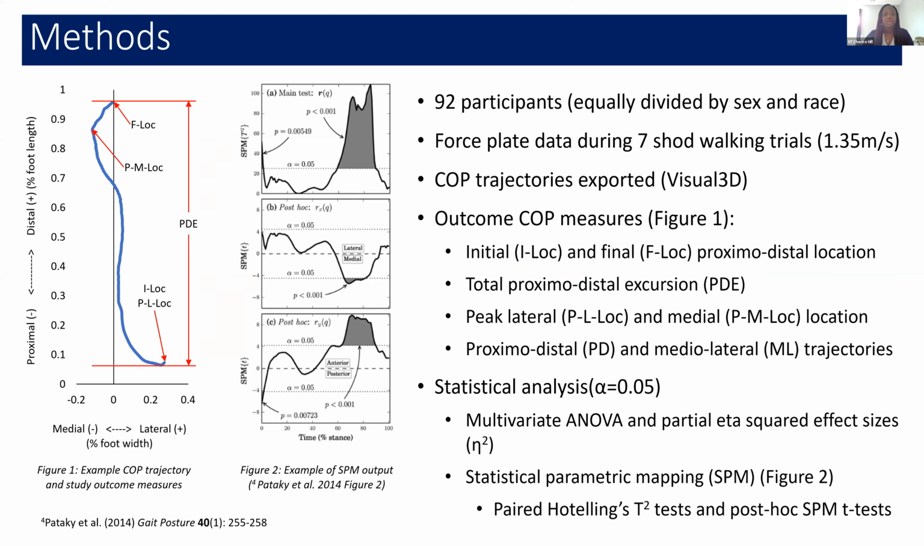We also wanted to look at the entire COP trajectory instead of only those discrete points. So we looked at the proximal distal and medial lateral COP trajectories continuously using the same method previously described by Pataki, utilizing statistical parametric mapping, and specifically a paired Hotelling's t-squared test, looking at both the proximal distal and medial lateral components together, and then post hoc SPM tests looking at each component separately.